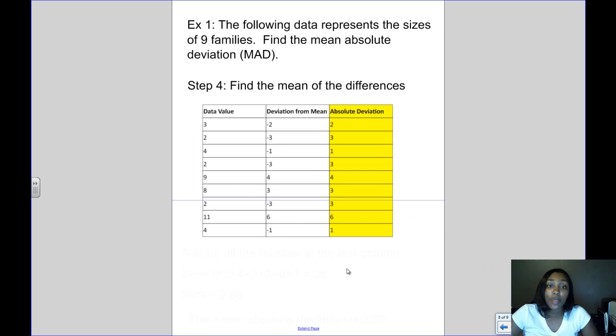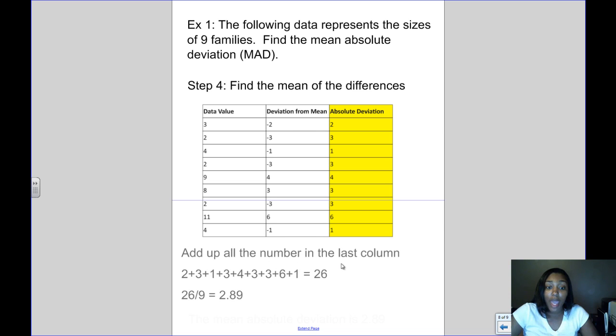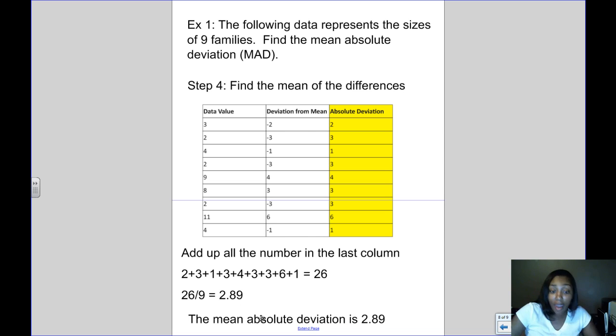So now step 4 means to find the mean of the differences. So this column here in the yellow, we're going to find the mean of these numbers in the column. So the first step is to add up all the numbers in the last column, and that gives us 26. And then we're going to divide by the number of numbers. So we're going to divide by 9, which gives us 2.89. So what that means is the mean absolute deviation, or the average deviation that each of the families are from the mean, which is 5, is about 2.89, or about 3.